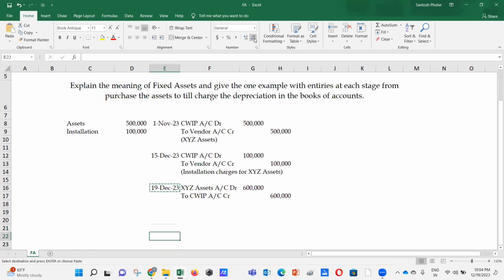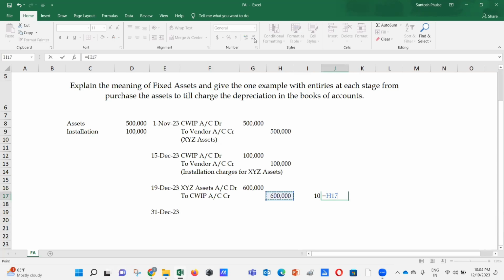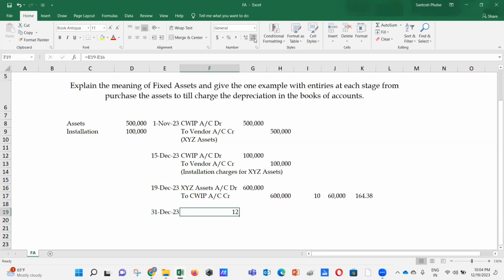And as and when you have done the capitalization, based on the life of that asset and the method which you are following, if you are following the straight line method, then on this 31st of December 23, if the life of this asset is 10 years, then per year the depreciation is going to be 60,000 and the per day depreciation is going to be 164.38. Then how many days did you use this asset in December? It's used for 13 days.